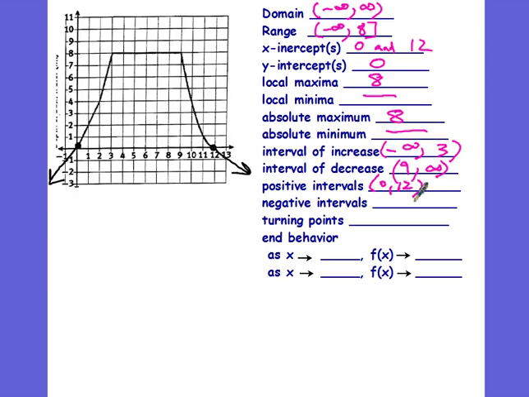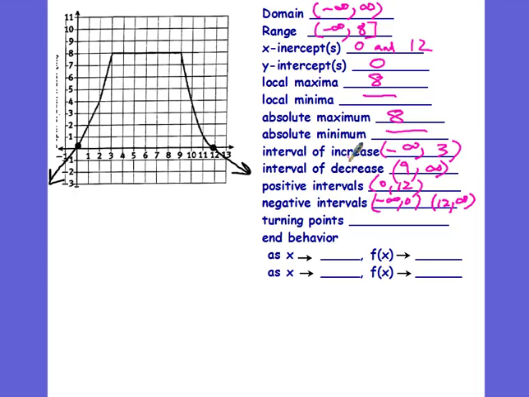All right. How about the negative intervals? Well, that graph is below the x-axis here and here, and that goes out to forever land in each direction. So the negative intervals on this graph are from -infinity to 0 and from 12 to +infinity. As we move out to the right this way, it will always be below the x-axis there.